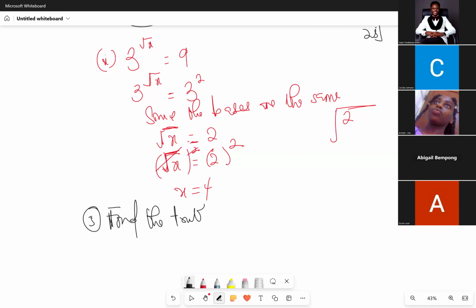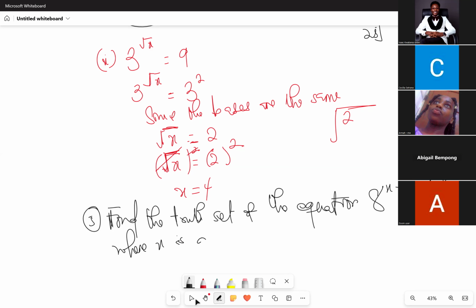Find the truth set of the equation. The equation is 8 exponent x minus 2 equals 2 exponent x minus 8, where x is a real number.